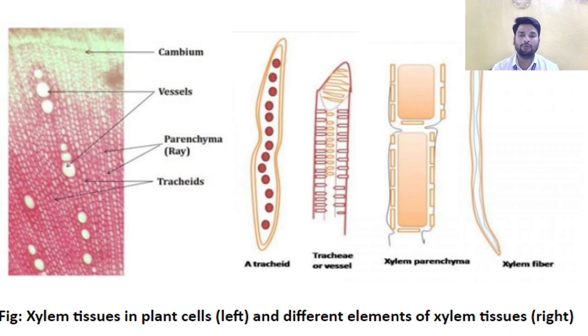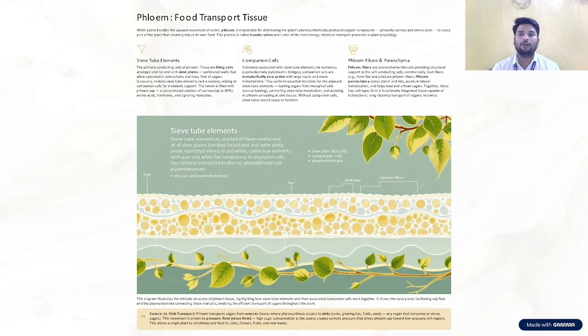Here is an actual diagram of the xylem elements. Xylem tissue in a plant cell, and the different elements of the xylem tissue: tracheids, trachea or vessels, then xylem parenchyma and xylem fibers. Okay, phloem, a food transport tissue.